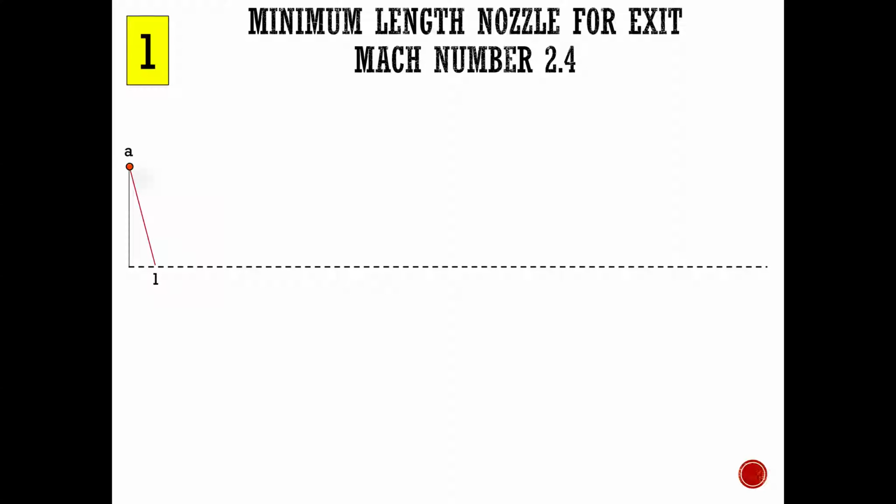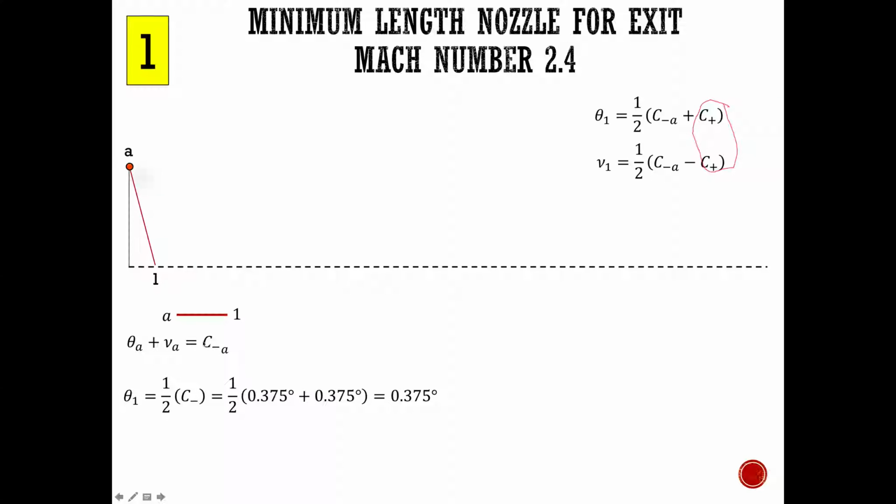So let's look at point by point. Let's look at the first point. Here's the first characteristic line. We know that theta 1 and nu 1 can be given by this equation. Just know that since it's the first point, our C plus, which is basically the left running characteristic, is considered 0, right? So then you're just left with the C minus, and C minus A is theta A plus nu A.